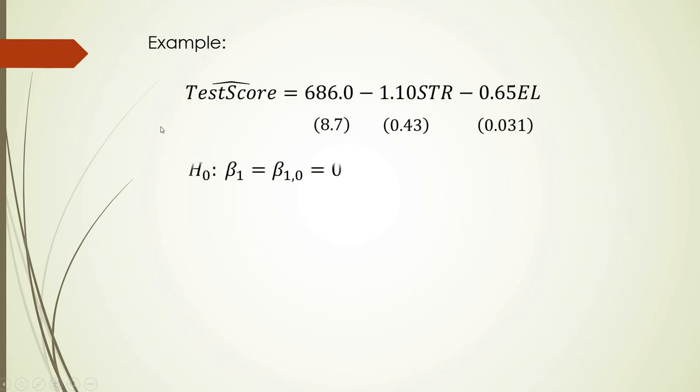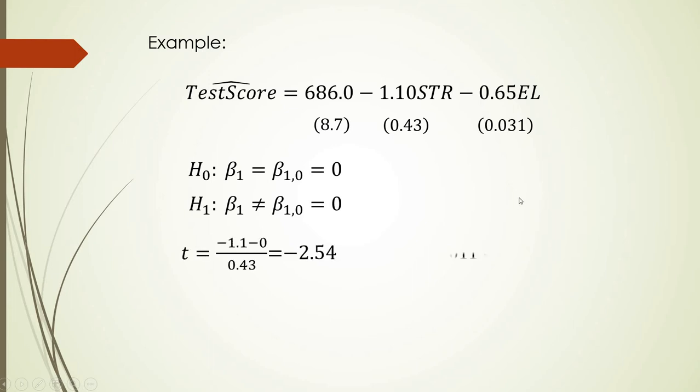Now let's go to an example. Let's do the test score with two independent variables, student-teacher ratio and percentage of English learners. You'll see the standard errors of each of these coefficients here. So we want to check, for example, beta 1 for student-teacher ratio, if it is equal to 0 or not. We will calculate the t-statistics. So beta hat is minus 1.1, hypothetical value beta 0 is 0, standard error is 0.43, so the t statistic is minus 2.54 compared to 1.96.